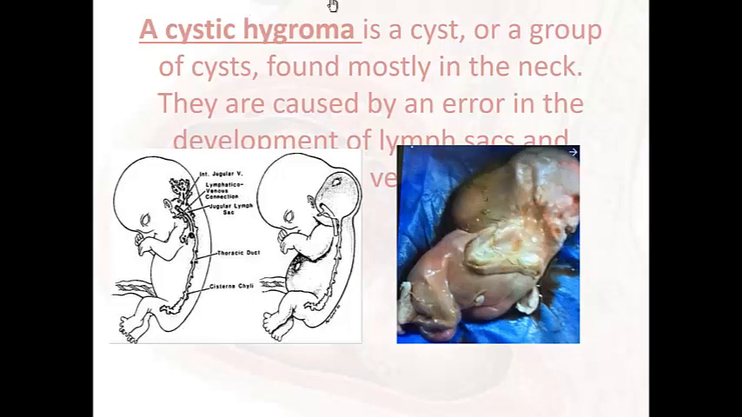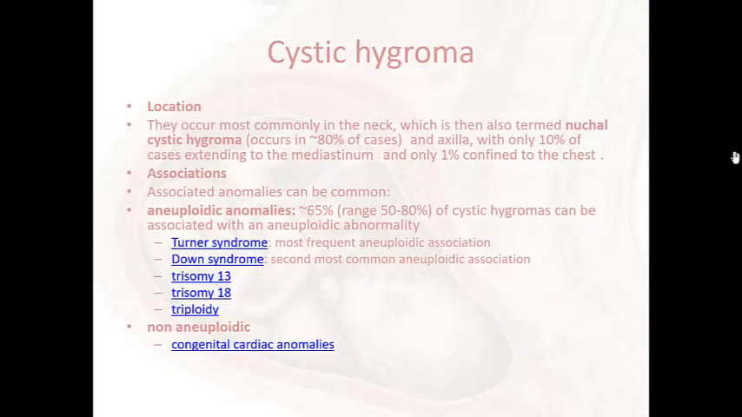What is cystic hygroma? It is a cyst or a group of cysts found mostly in the neck, and they are caused by an error of development of the lymph sacs of the fetus. Cystic hygromas occur most commonly in the neck, and it is termed nuchal cystic hygroma, occurring in 80% of cases, in the axilla sometimes, and in 10% of cases it may extend to the mediastinum, and in 1% it is confined to the chest.